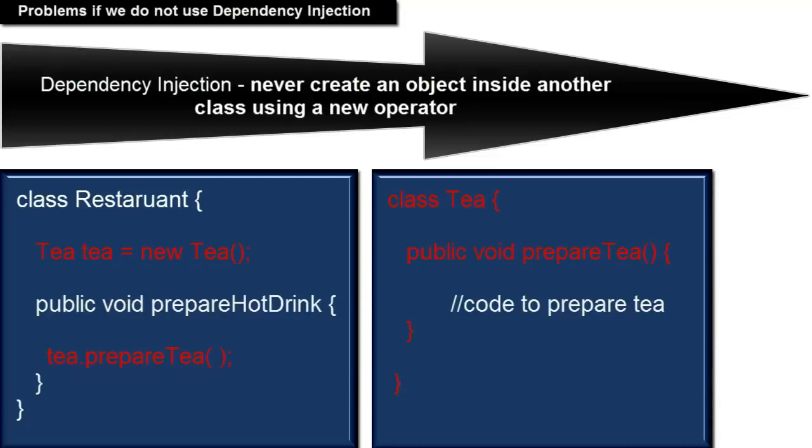In the next part, we will understand the Spring's dependency injection framework and then how to use it by improving the restaurant and Tea classes design using it.